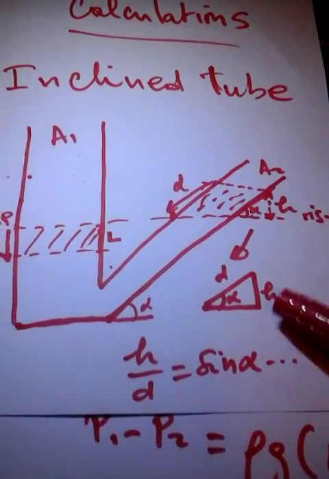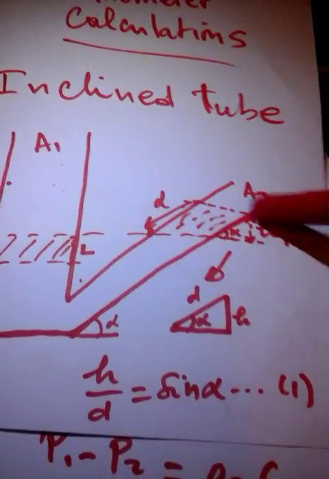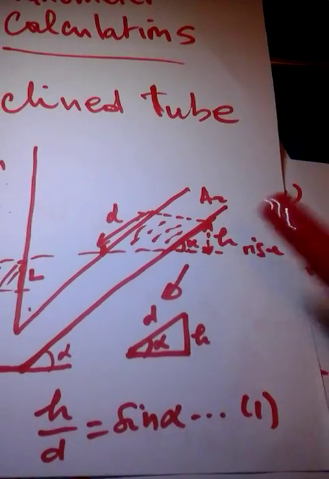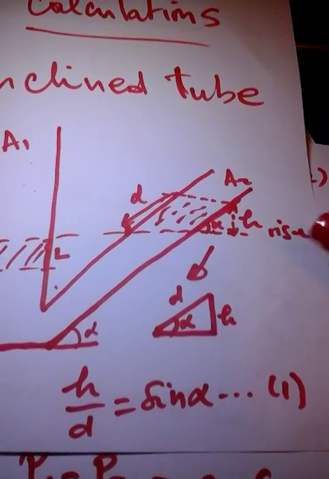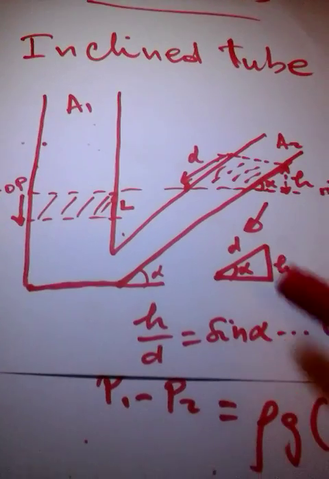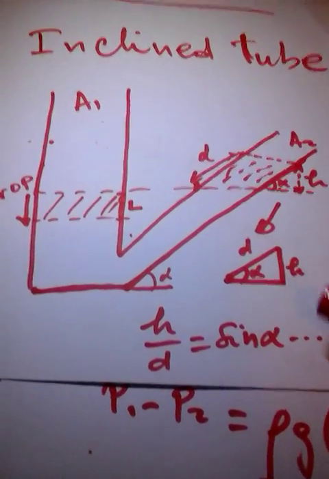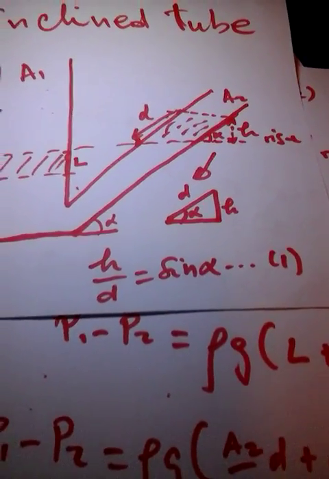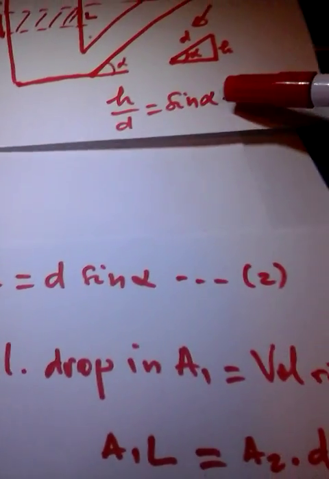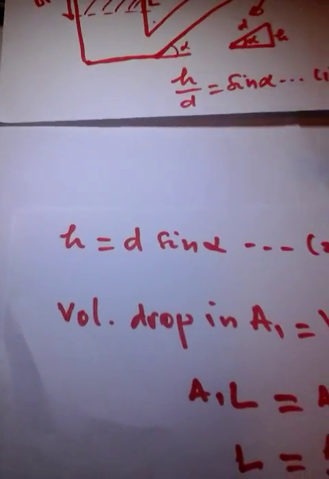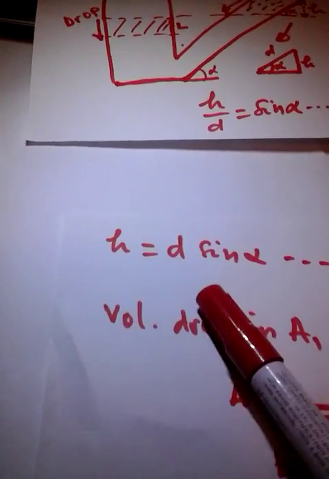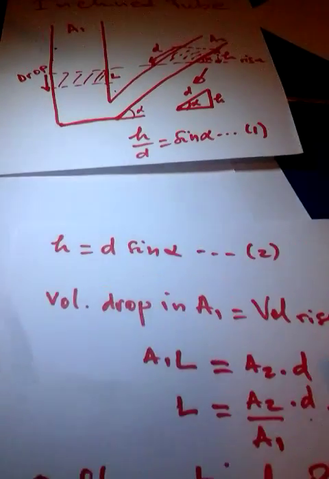Okay. Then you can see there's a triangle to be made. Alpha is your angle of inclination. From the triangle, you can say that H over D is equal to sine alpha. We call that equation 1. Then we can find D from equation 1, or H. Let's find H. H is equal to D times sine of alpha. We call that equation 2.